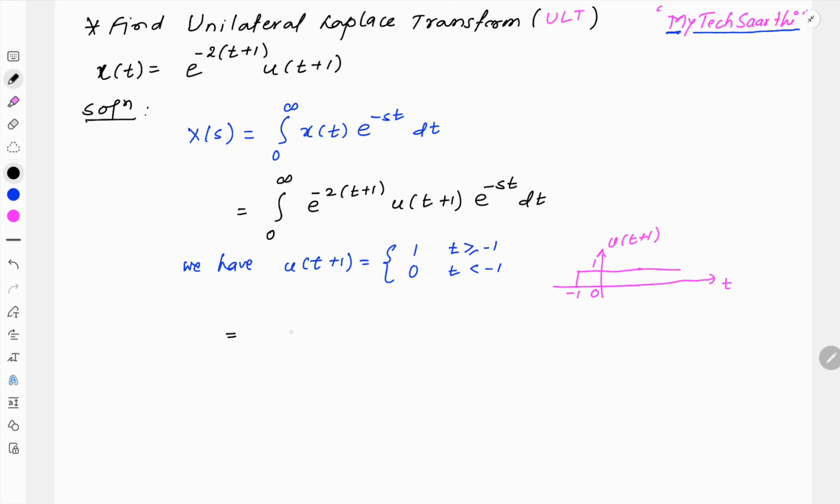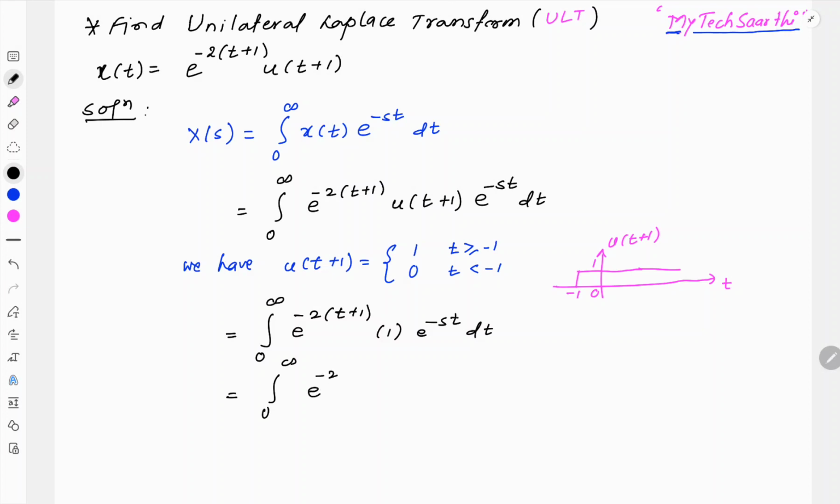But if we look at the limits of integration, the lower limit starts at 0. So we cannot go beyond 0. Therefore, the lower limit starts at 0 itself. Though our unit step signal starts at minus 1, we have the integration limit 0, so we cannot go below 0. And the upper limit is infinity. The unit step signal is approaching infinity. e raised to minus 2t plus 1 as it is, u(t) amplitude is 1, e raised to minus st dt.